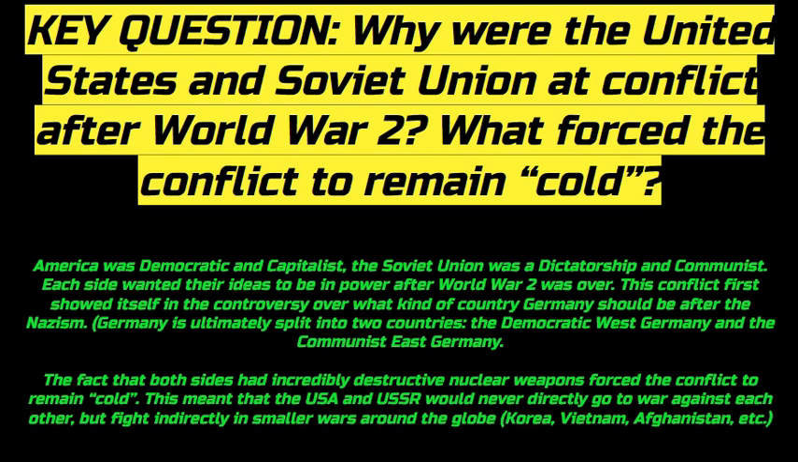The fact that both sides had incredibly destructive nuclear weapons forced the conflict to remain cold. This meant that the USA and USSR would never directly go to war against each other, but fight indirectly in smaller wars around the globe, like Korea, Vietnam, Afghanistan, etc.